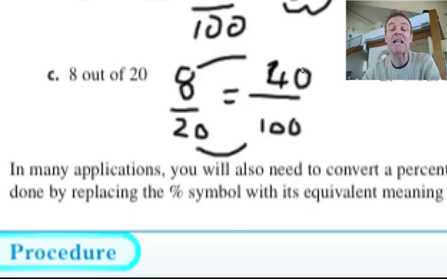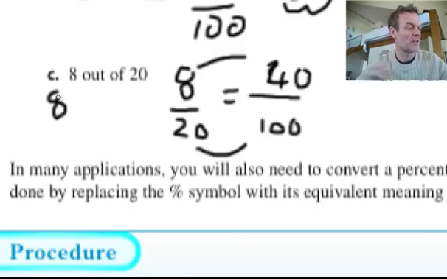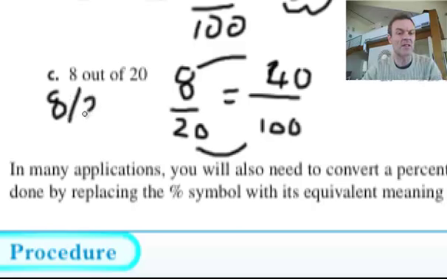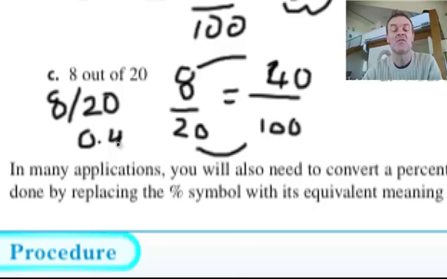And I bet you anything, if you put 8 divided by 20 in your calculator, you will get 0.4, which will come out to be 40%. Right, so that's not too bad. So converting fractions to decimals and percentages, not too bad.